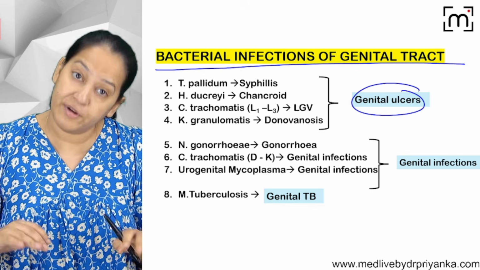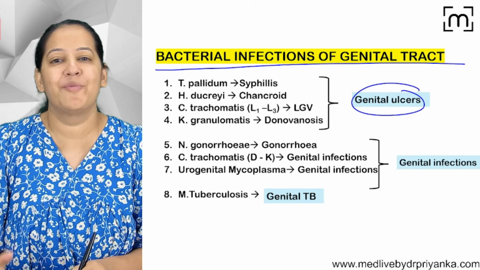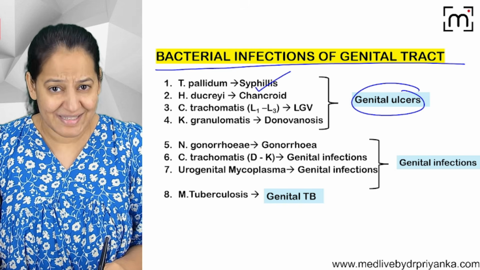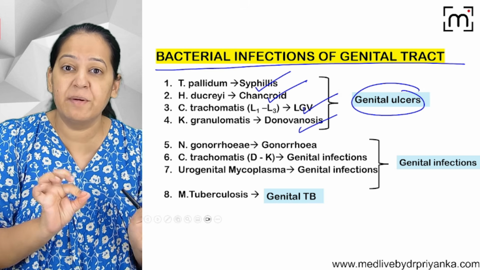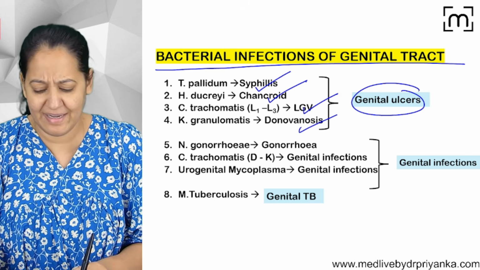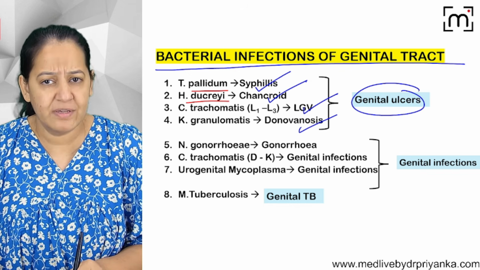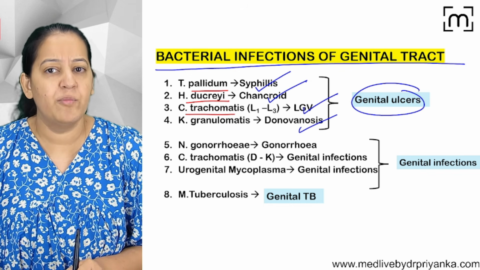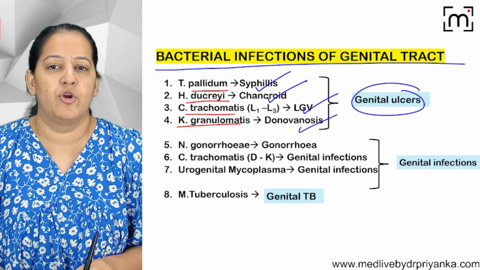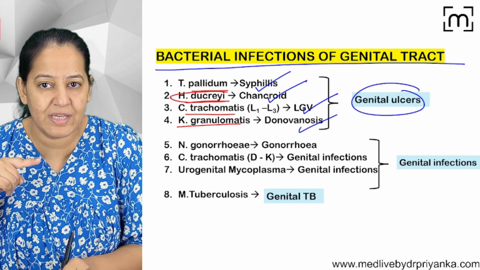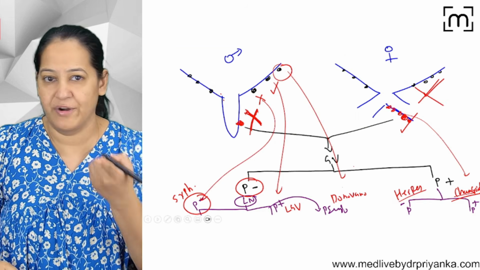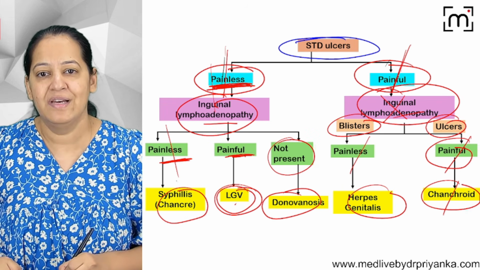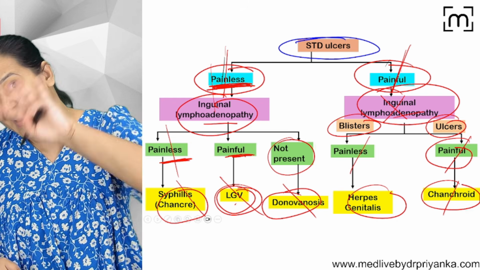For ulcers, I already taught you the approach. You can see the 4 bacteria which cause the ulcers. They are Syphilis, Chancroid, LGV, Donovanosis. This is the name of the disease or the name of the ulcer. The names of the bacteria are Treponema pallidum, Haemophilus ducreyi, Chlamydia trachomatis, and Klebsiella granulomatis. Among them, Haemophilus ducreyi is causing a painful ulcer. The remaining 3 are causing a painless ulcer.